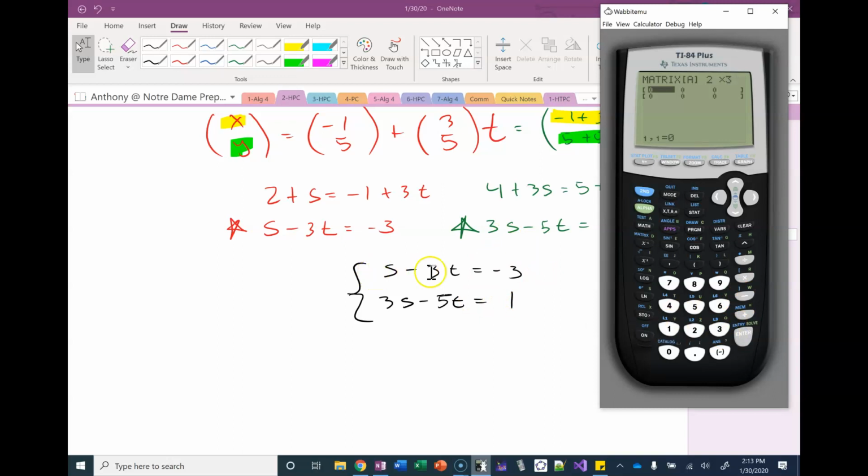I'm going to write down the coefficients from each row. So the first coefficient is 1, and then it's -3, and then -3 again. The second row is 3, -5, and +1. Is everybody okay with what I just did?